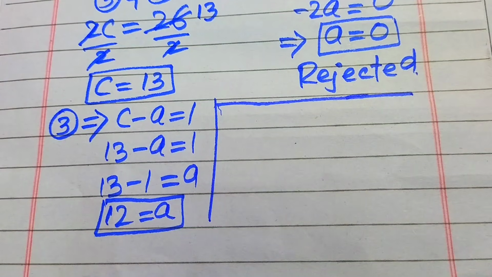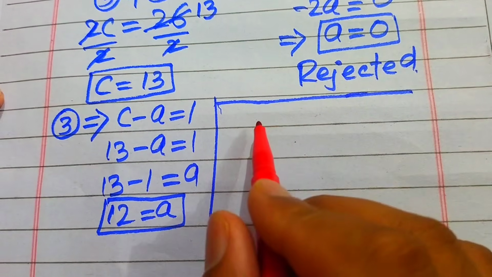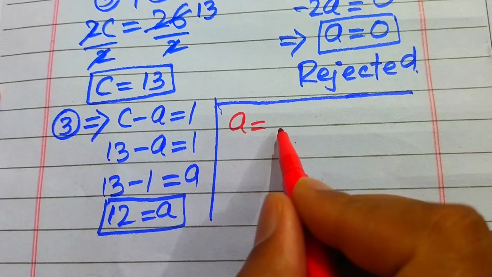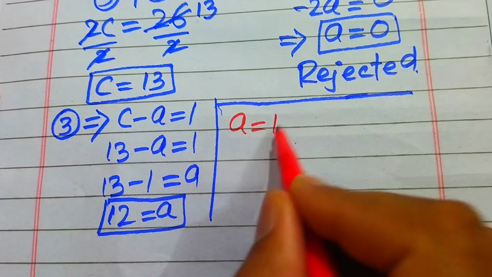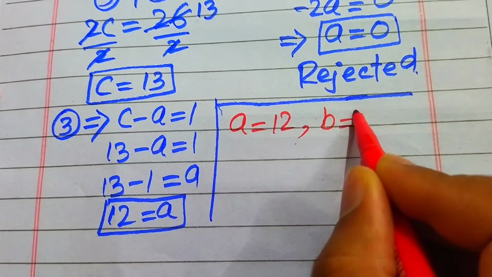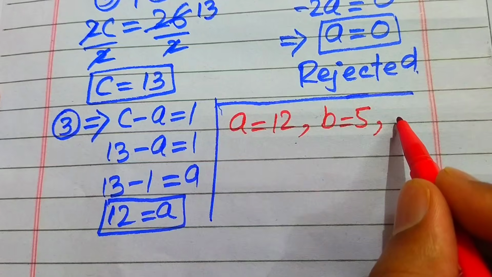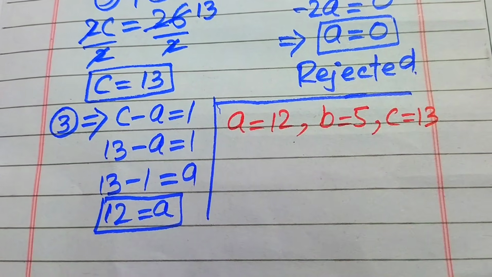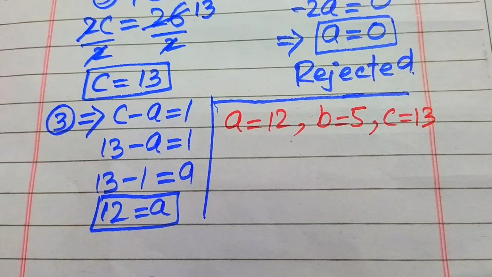And now we can find all the lengths of the given triangle. The length of the base side a equals 12, the length of the perpendicular side b equals 5, which is given, and the length of the hypotenuse side c equals 13. So these are the three side lengths which we found.